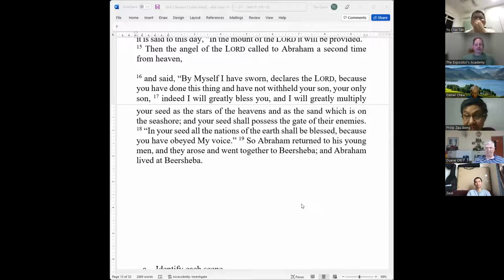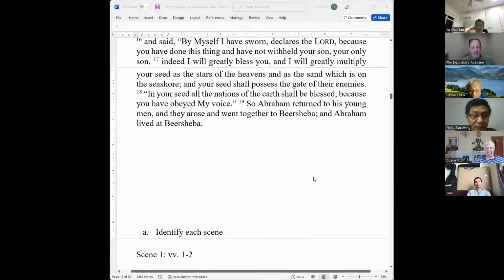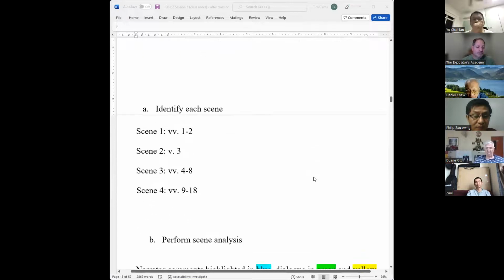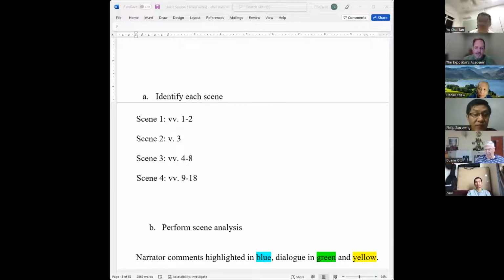Okay, so again, after reading the story, the first thing we want to do for scene analysis is to identify each scene. And we did that last time. We noticed scene 1 took place in the land of the Philistines, and then in Beersheba.